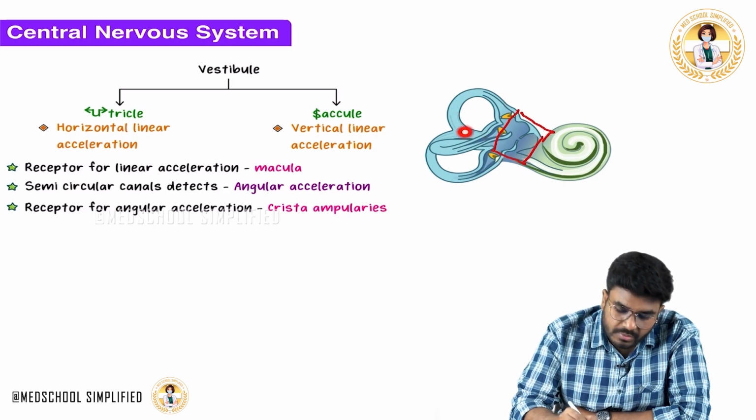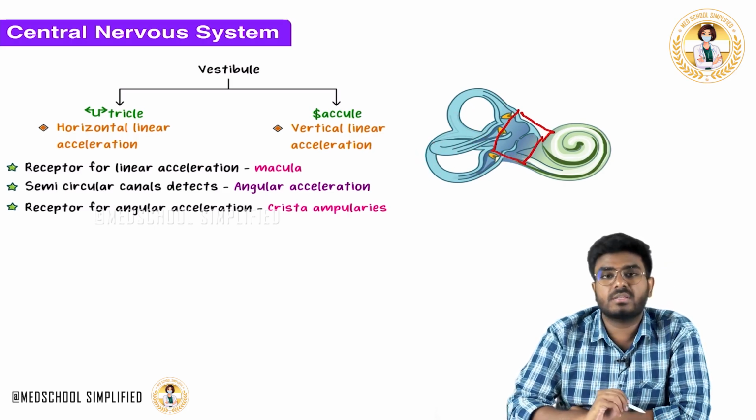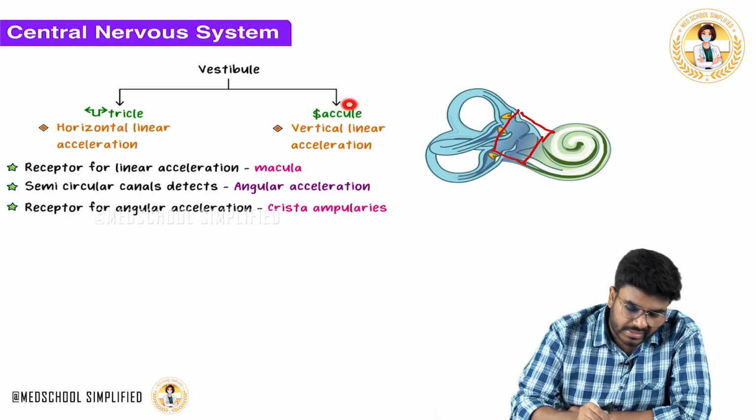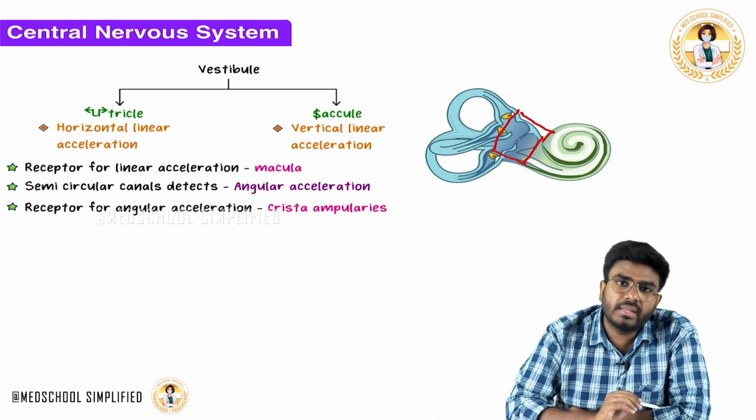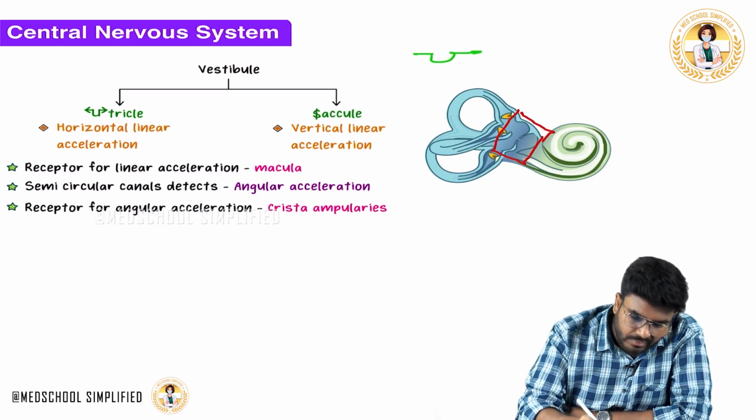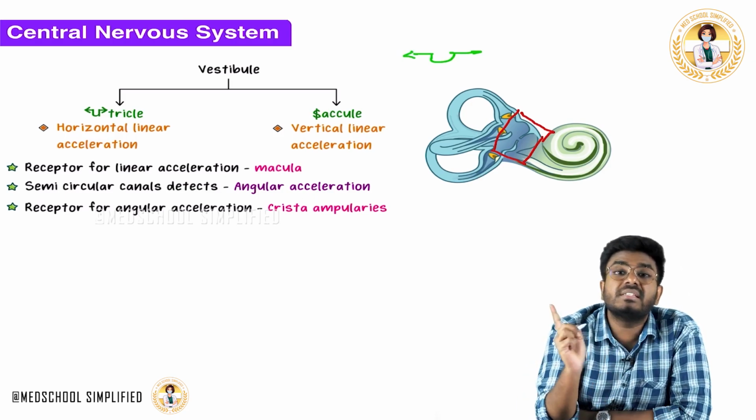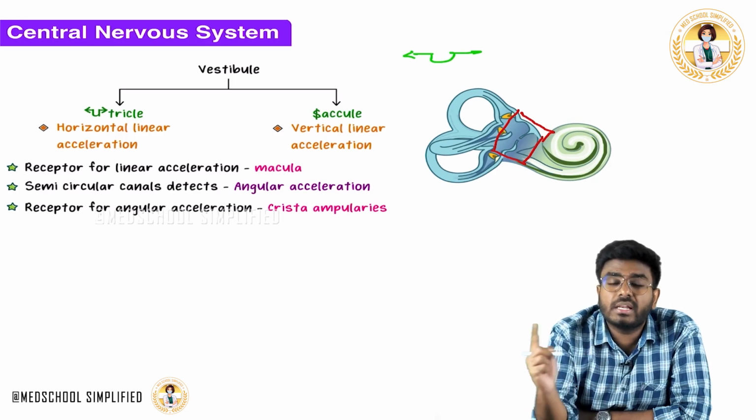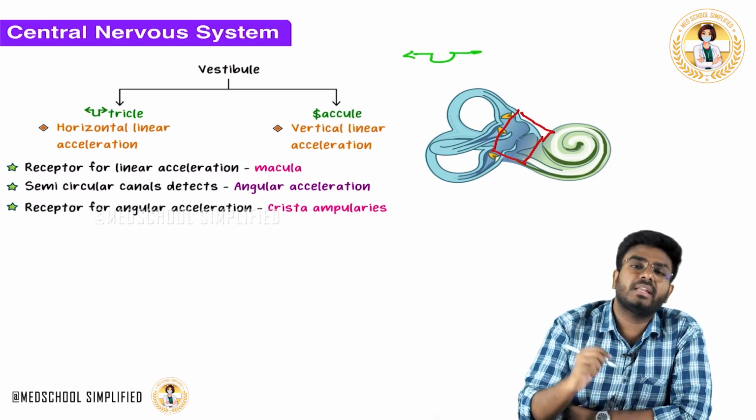Now back to the vestibule, you have the semicircular canals present. Now in the vestibule, the utricle is there, the saccule is there. Now what are they detecting? Try to write utricle something like this. Why? Because the utricle is detecting linear acceleration. Which type of linear acceleration? Horizontal linear acceleration.